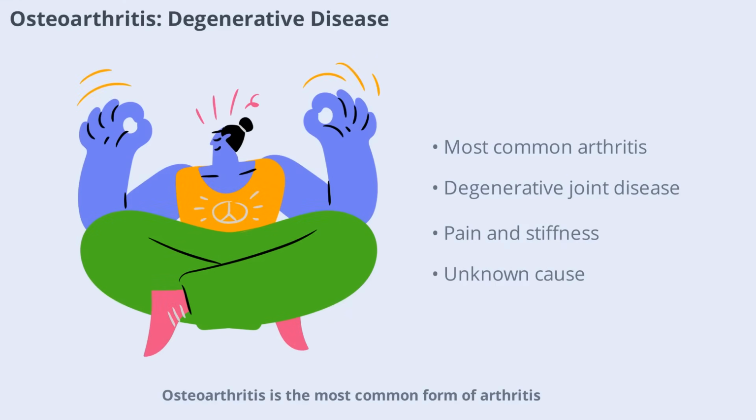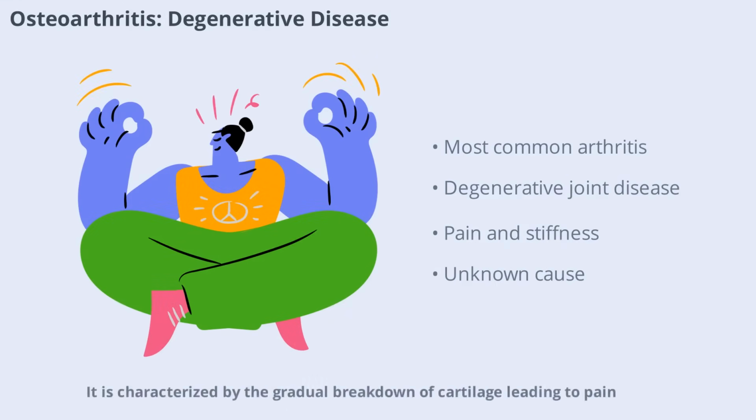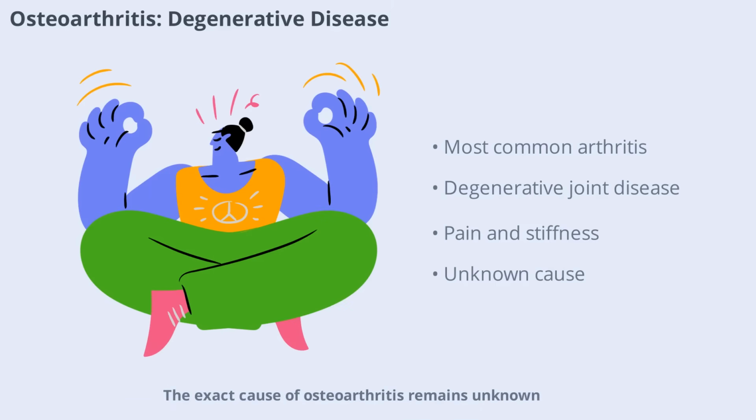Osteoarthritis is the most common form of arthritis and is classified as a degenerative joint disease. It is characterized by the gradual breakdown of cartilage, leading to pain, swelling, stiffness, and restricted range of motion. The exact cause of osteoarthritis remains unknown, but both excessive and insufficient mechanical stress on joints seem to contribute to its development. Managing osteoarthritis involves balancing activity and rest, maintaining a healthy weight, and sometimes medical intervention.